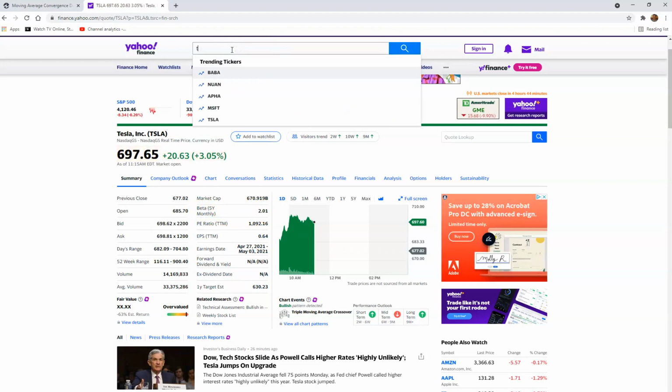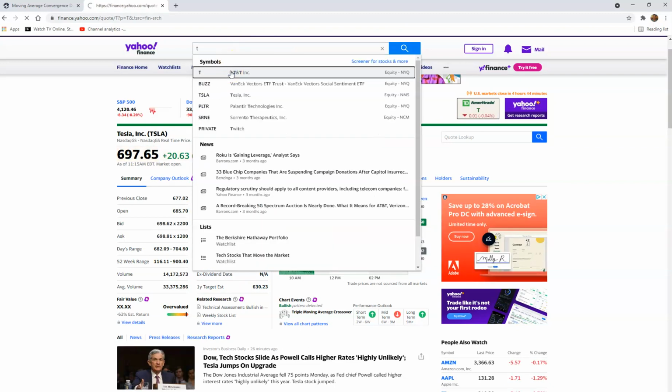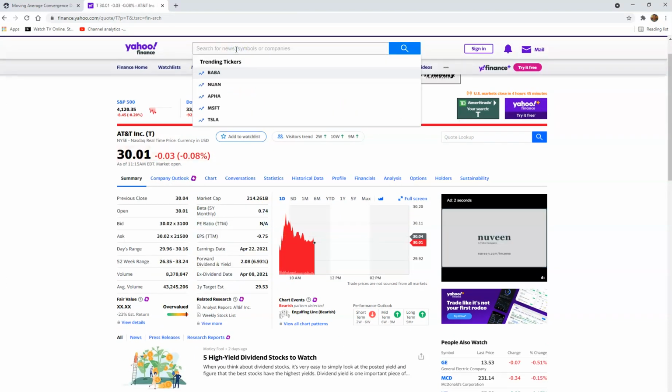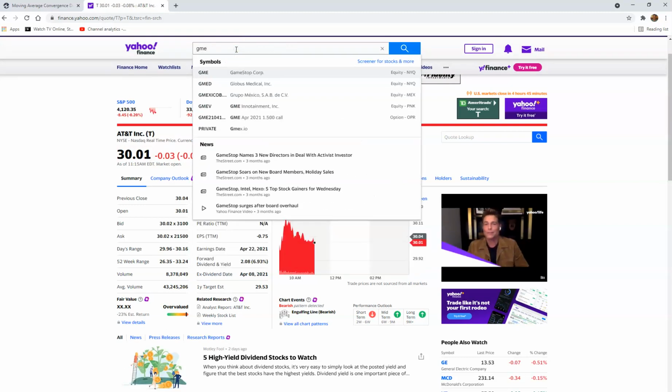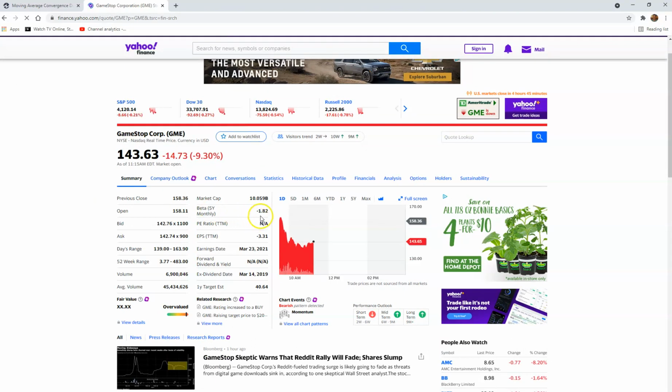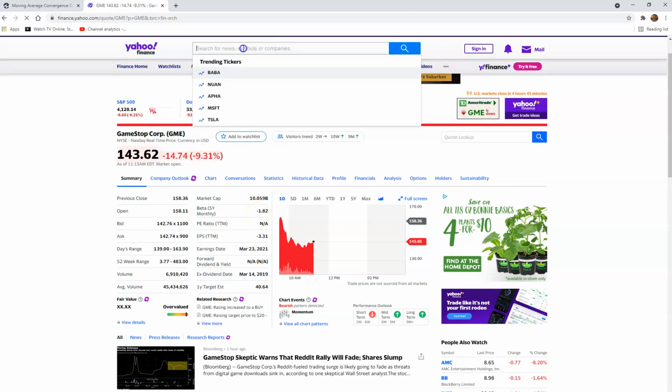Now let's take a look at another stock that I always talk about. It's not a very good trade because it has a beta of 0.74. All right, another stock that has been up and down a lot is GME. Notice it has a beta of negative 1.82. So it moves opposite to the market, and faster than the market.